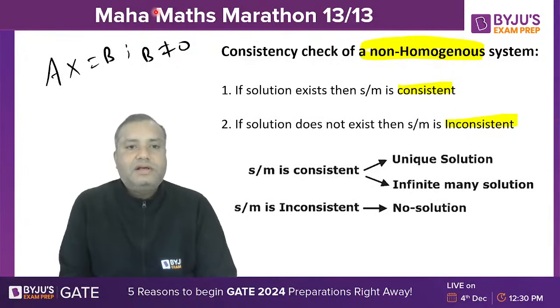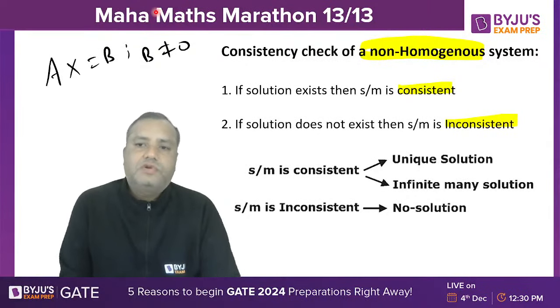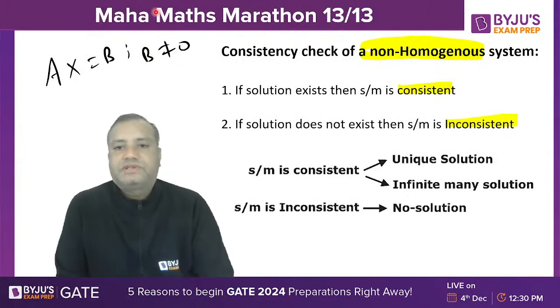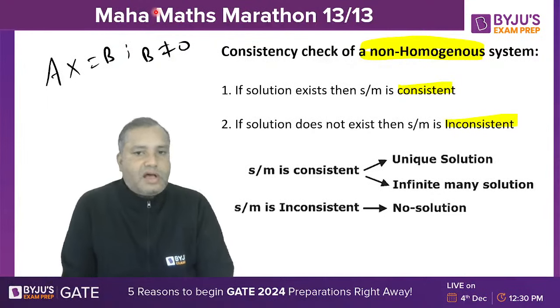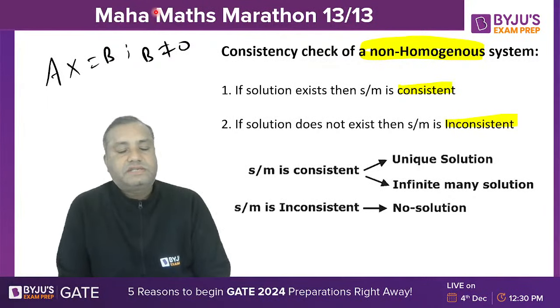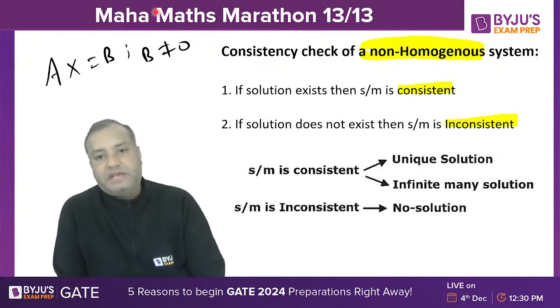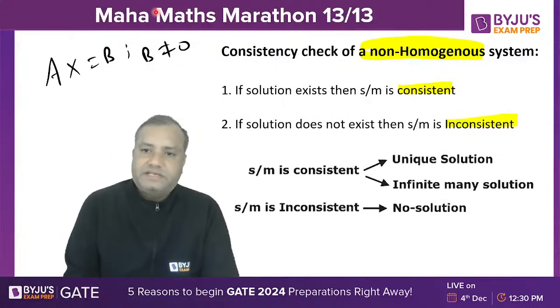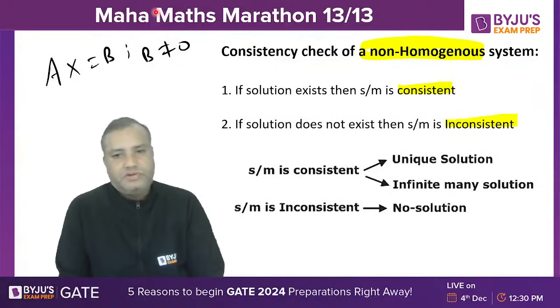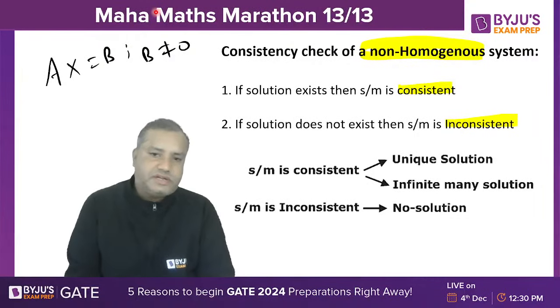अगर नॉन होमोजेनियस सिस्टम का सॉल्यूशन एग्जिस्ट करता है तो उस सिस्टम को कहेंगे कंसिस्टेंट सिस्टम. अगर नॉन होमोजेनियस सिस्टम का सॉल्यूशन एग्जिस्ट नहीं करता है then it will be called an inconsistent system. Solution exists, consistent system. Solution does not exist, inconsistent system.